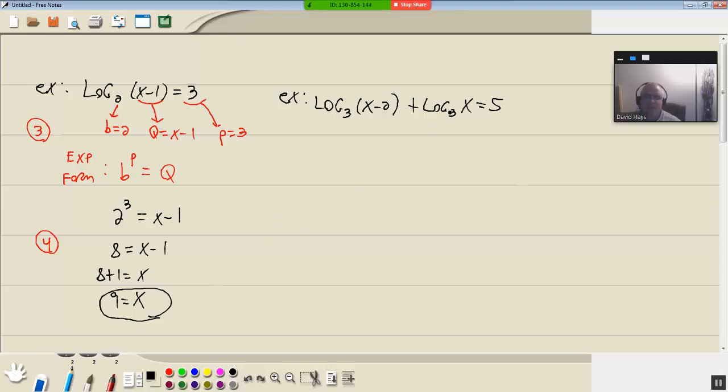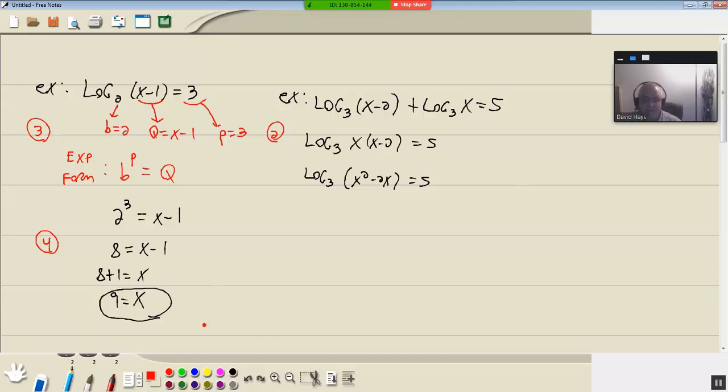Now, first step: get everything with a log on one side, numbers on the other side. That's done. Step 2: use properties of logs to get a single log. Well, we have log of something plus log of something. If you remember from the previous section, you can rewrite addition as multiplication. So this becomes log base 3 of x times x minus 2 is equal to 5, or log base 3 of x squared minus 2x is equal to 5.